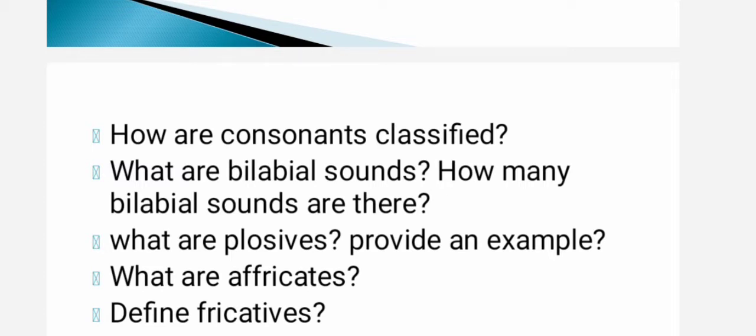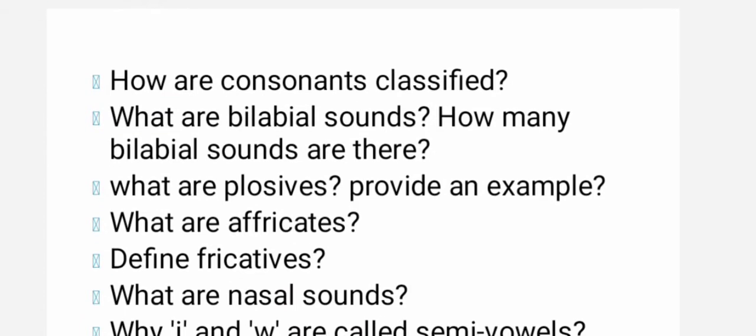Plosive and fricative sound, then we will get affricate. Otherwise, we can say affricates begin with a plosive and end with a fricative. For example, when we have chair and jar, it's a ch, jar, right?